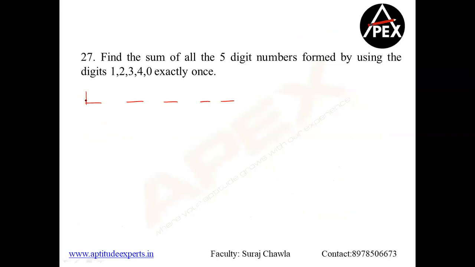If this is blocked, how many numbers can be formed? Only focus on this, okay? 4 factorial numbers. So 24 numbers into 1 plus 2 plus 3 plus 4. Ones, tens, hundreds, thousands, 10,000. This is the shortcut, guys.